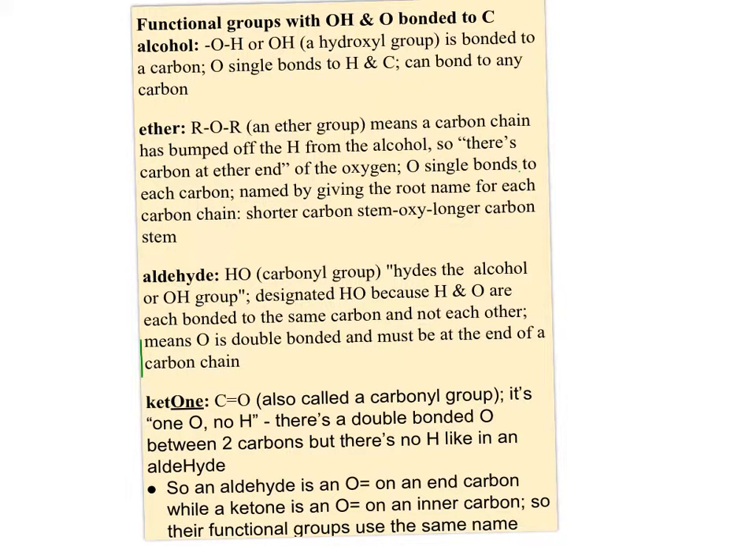The ethers then are very similar to alcohols, but now another carbon chain has bumped the H off from the alcohol. So I remember that there's a carbon at either end of the oxygen. The oxygen single bonds to a carbon on each side. It's named by giving the root name for each carbon chain. The shorter carbon chain is named first, and then you use the word oxy along with the longer carbon chain. So let's say you had a methyl group on one side and an ethyl group on the other. It would be methyloxyethane.